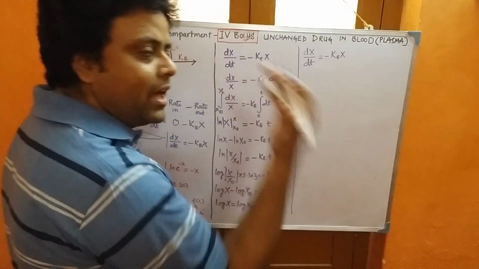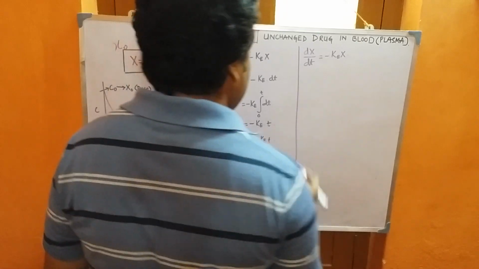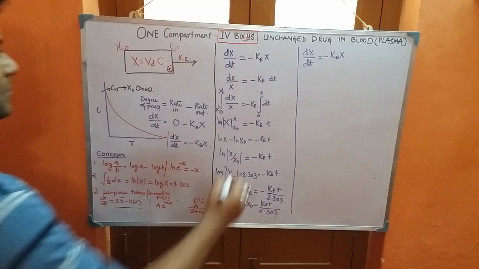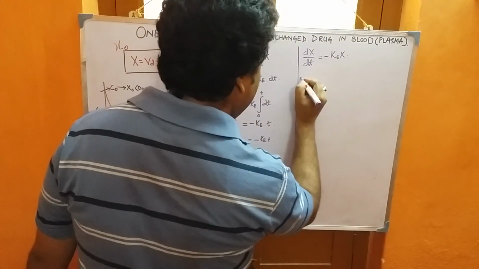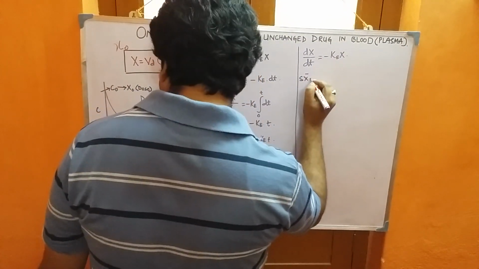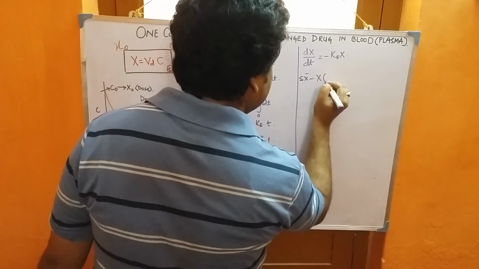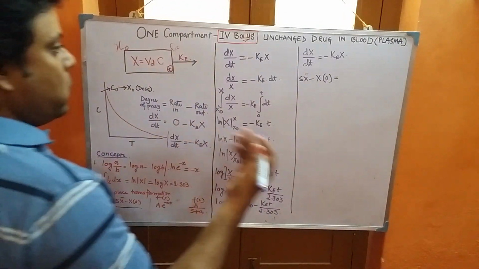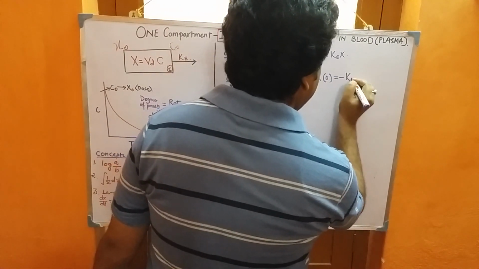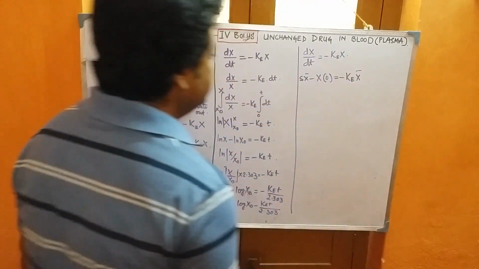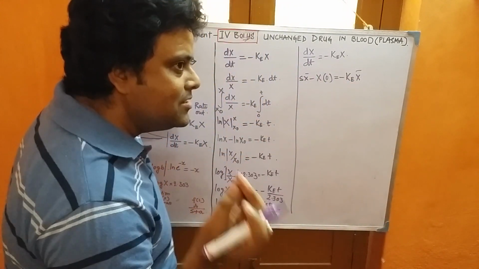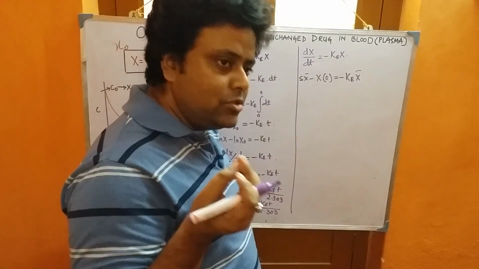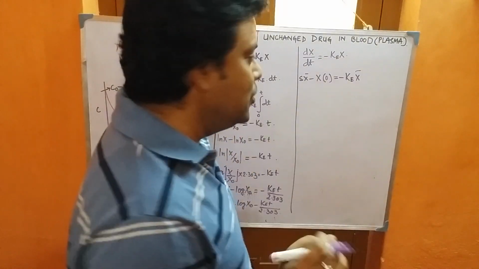Okay, so this is what we have initially. As I told you, in Laplace value, we have Sx bar, we can write it. So transforming to Laplace, Sx bar minus x naught equals minus Ke x bar. So x naught means the zero time value. Obviously, the zero time value should be taken into consideration because it is the actual dose.